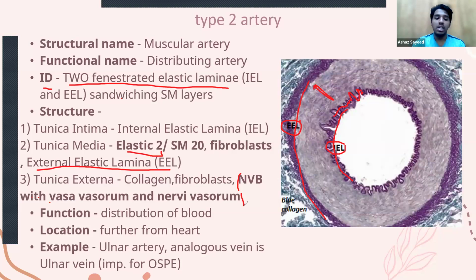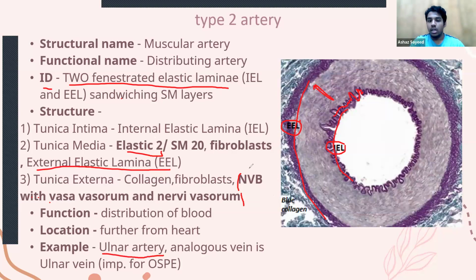of the artery. The function here is distribution of blood. So now the blood has moved from the aorta, and it's going to go into the major parts like your arms and legs. It's a bit further away from the heart. A good example here is the ulnar artery.